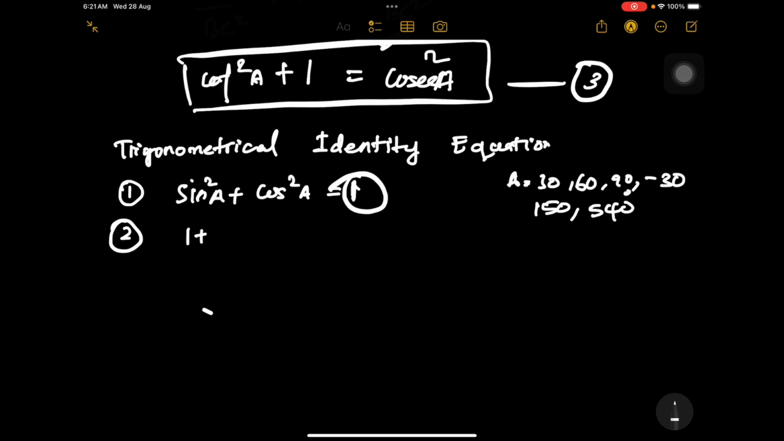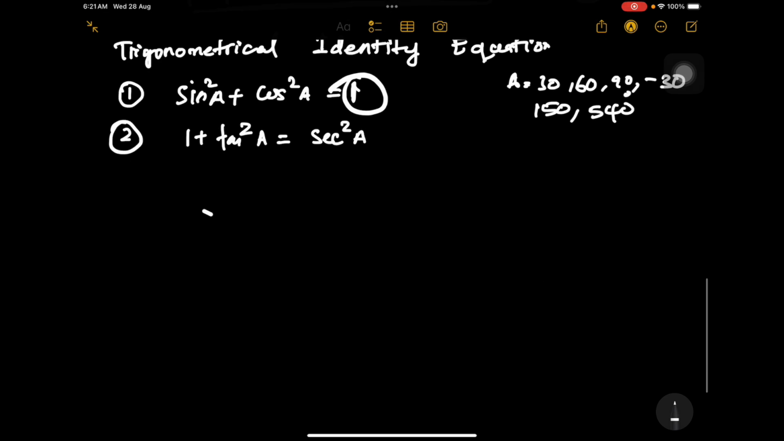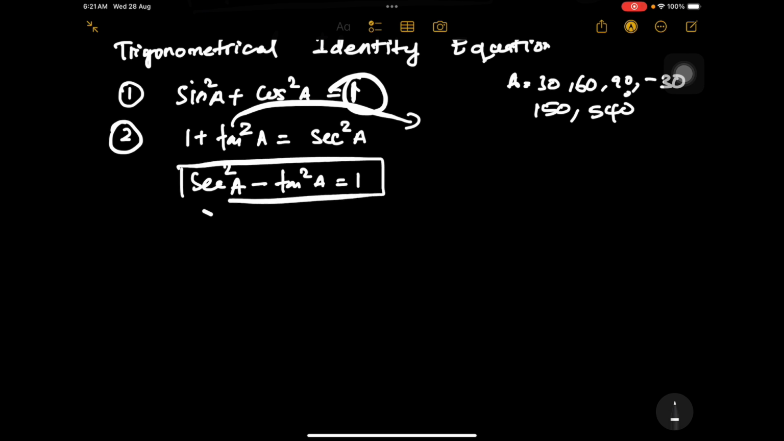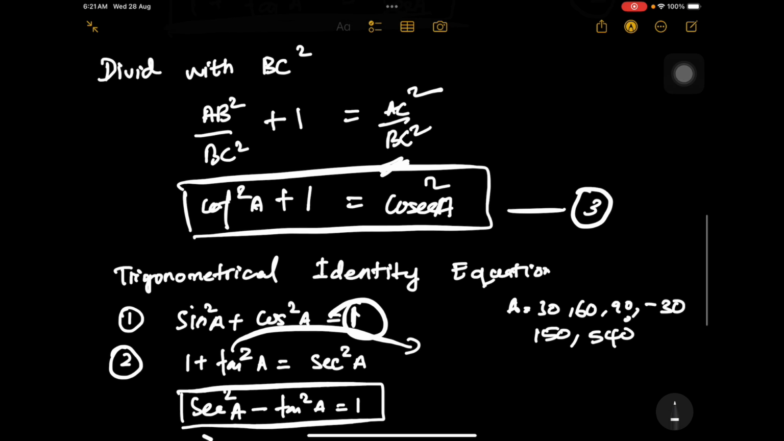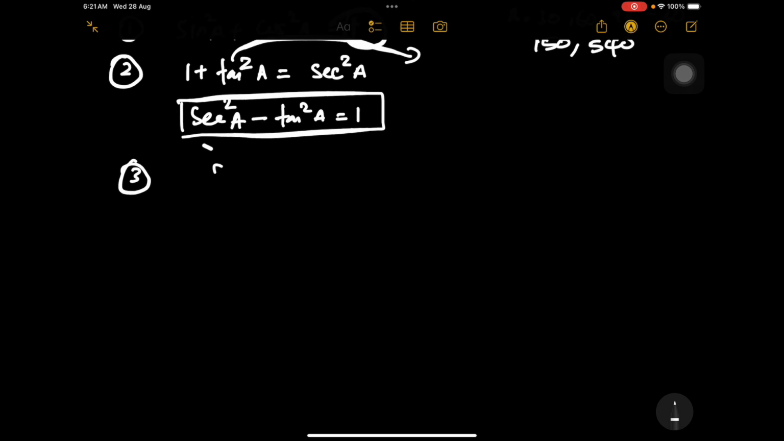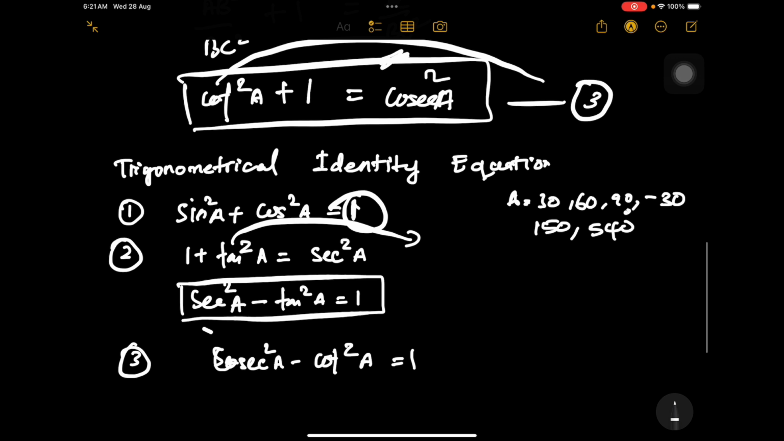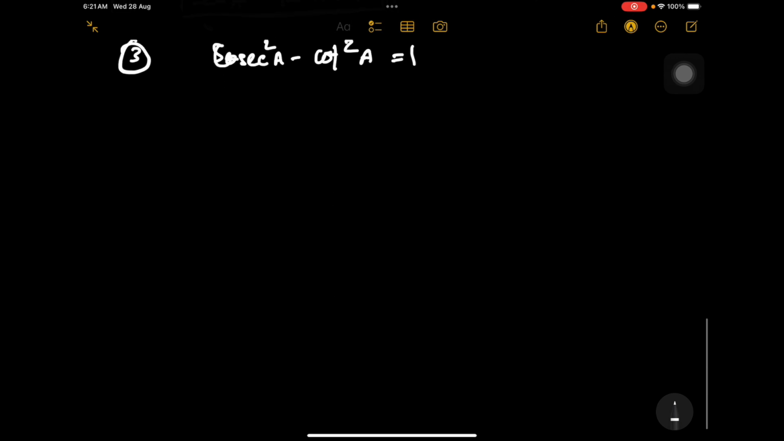And 1 plus tan squared A is equal to sec squared A. Or you can put the tan squared A on this side: sec squared A minus tan squared A is equal to 1. This way it looks better. The third one is 1 plus cot squared A is equal to cosec squared A, so we put the cot squared A on this side: cosec squared A minus cot squared A is equal to 1. So these are the three trigonometrical identity equations.